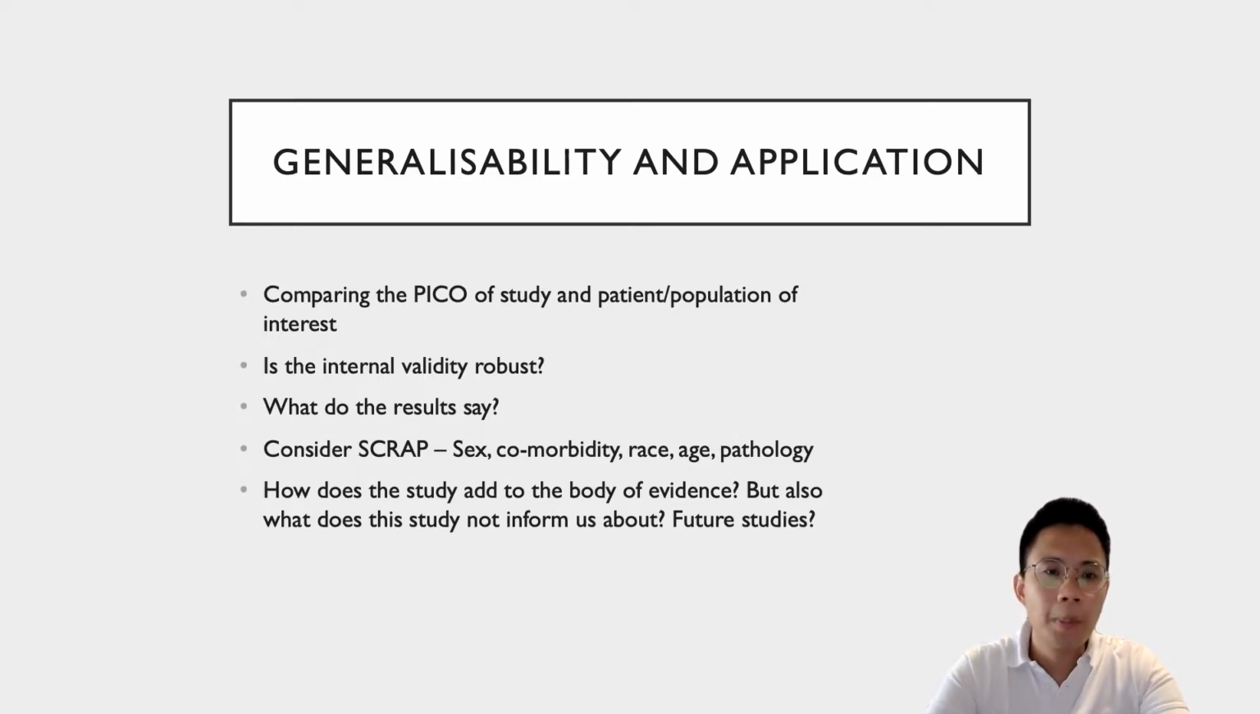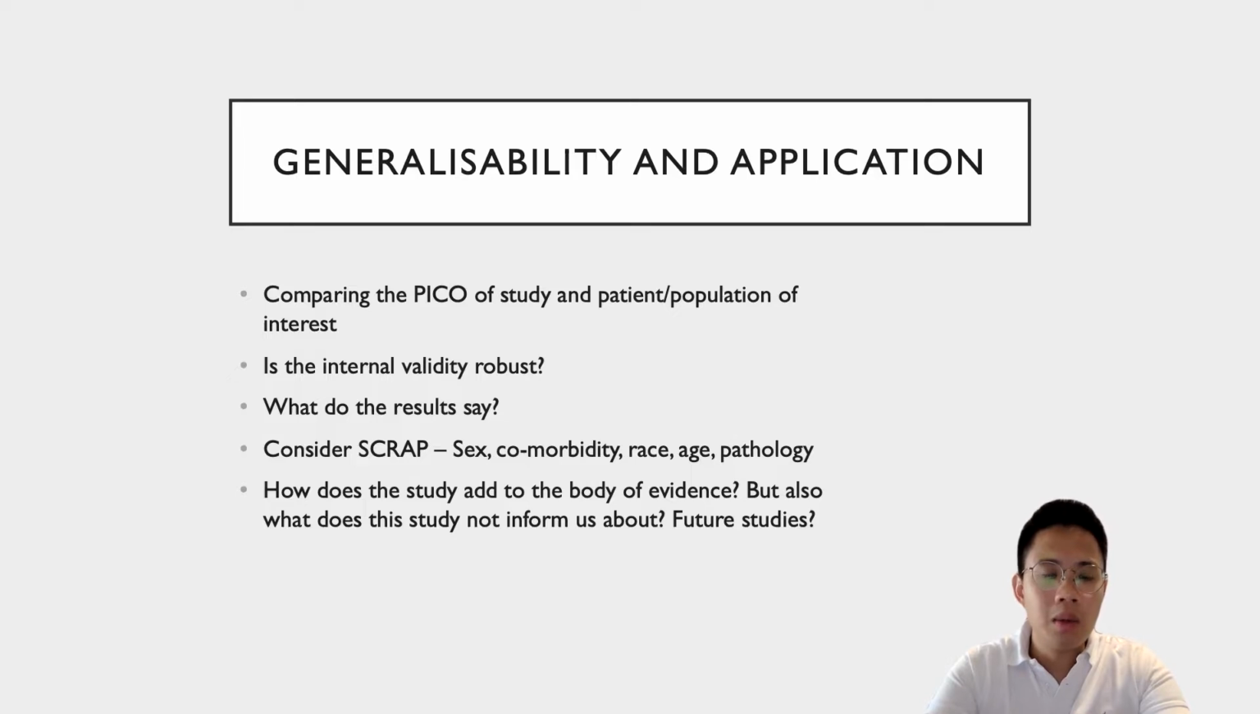So then we come to the point of trying to apply the study to the patient before us, and a useful sieve to use would be that of SCRAP, where we consider the sex, the comorbidity, race, age, and pathology factors of the study, comparing it against our population. The more closely these line up, the more likely that the study at hand would be relevant to the patients.